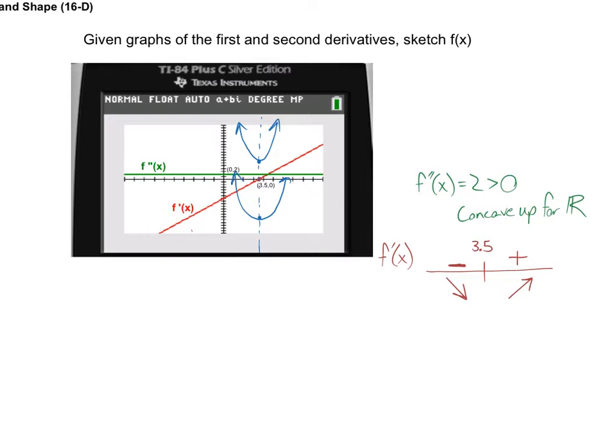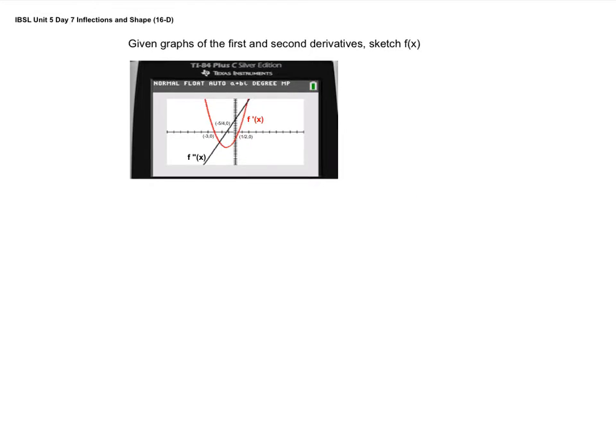Is there a way to find the exact equation? Not with what we're given. If they said it passes through a certain point, then we might be able to, okay? But that's actually getting into integration, which we'll do in our next unit. So, that's kind of an interesting one. We'll look at another example here.